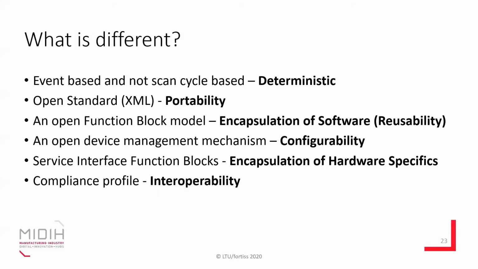It is different from the other standard in that it's deterministic. It's an open standard, which helps with portability. It has an open function block model, so you can enable encapsulation, thereby enabling reusability. It's an open device management mechanism, which helps with configurability, and it provides service interface function blocks to encapsulate hardware-specific functionality. Finally, the compliance profile enables interoperability. So when a 61499 system is running in your automation system, your hardware does not necessarily have to be from the same vendor, for example.